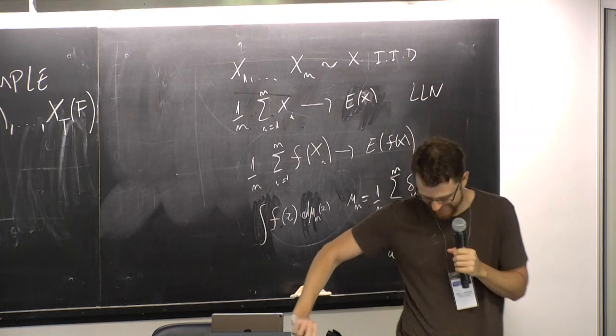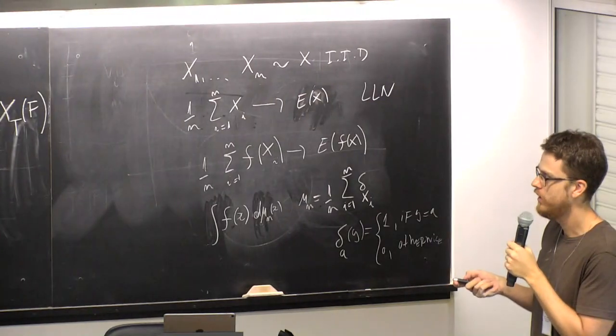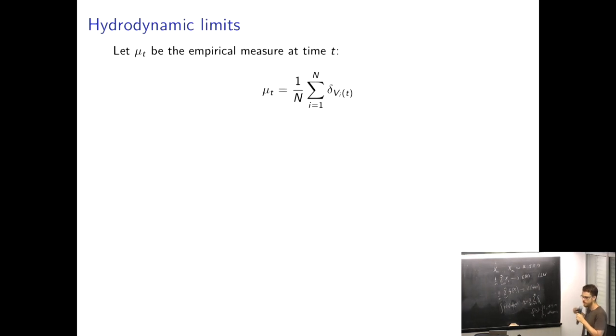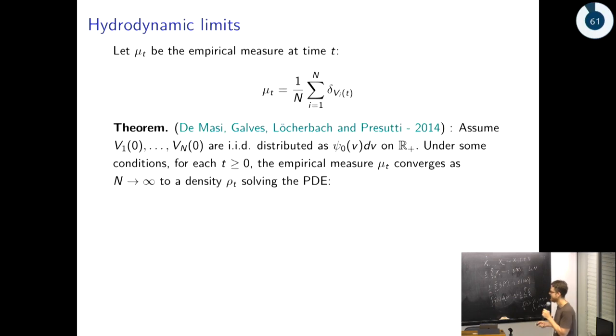Okay. So in fact, when people say what does it mean hydrodynamic limits or mean field limits, it is just a very fancy law of large numbers. Okay, this is a way of thinking about this. So for us, for each time t, my empirical measure is this guy. And the point is I want to prove that this converges to some object.